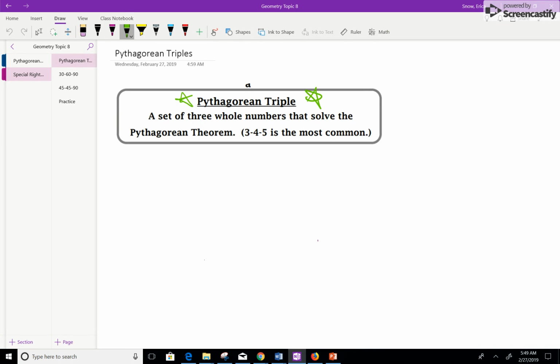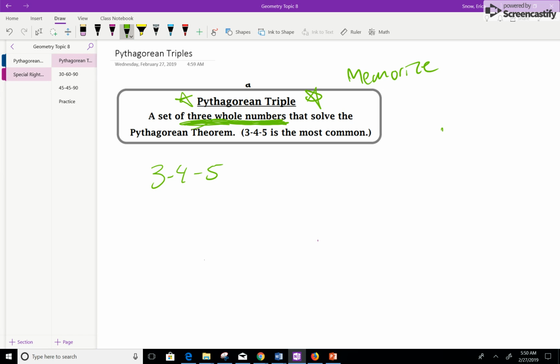Our first type of special triangles we're going to talk about are Pythagorean triples. Pythagorean triples are whole numbers that solve the Pythagorean theorem. And these are ones that, guys, you just have to memorize and be able to recognize. So our first set of whole numbers is 3, 4, 5.